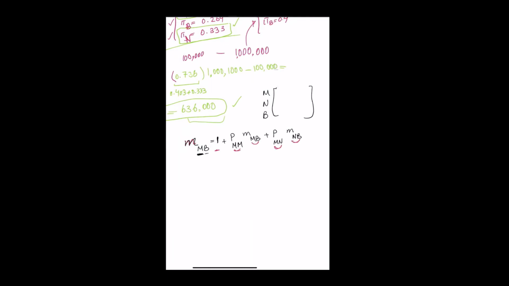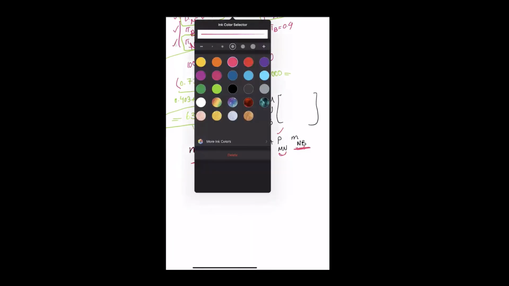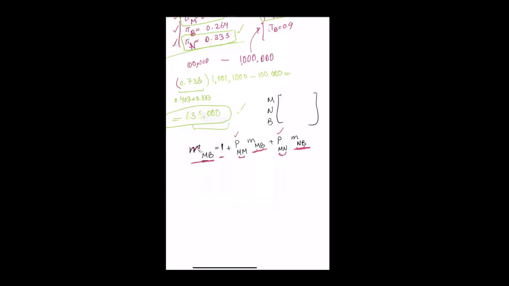So here I have one equation, and how many unknowns do I have? Two: MB and NB. The P values I get from the transition probability matrix, so I have those. I have one equation and 2 unknowns, so obviously I cannot solve it. So I have to write another equation using the other one-step transition probability values.